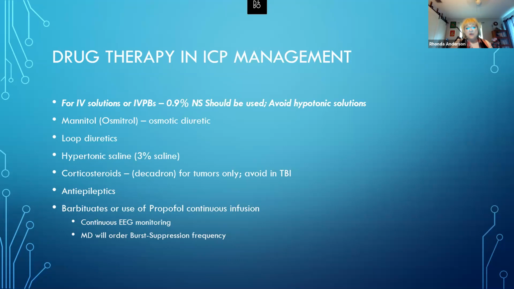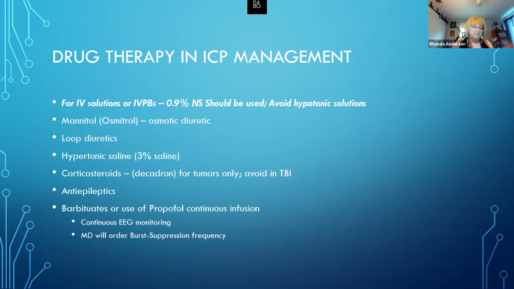Corticosteroids, Decadron is usually the go-to drug, but again, it's usually for decreasing the edema around the tumors. We do not give it in traumatic brain injury because it has not been shown to really help. It's not very effective in cytotoxic edema.